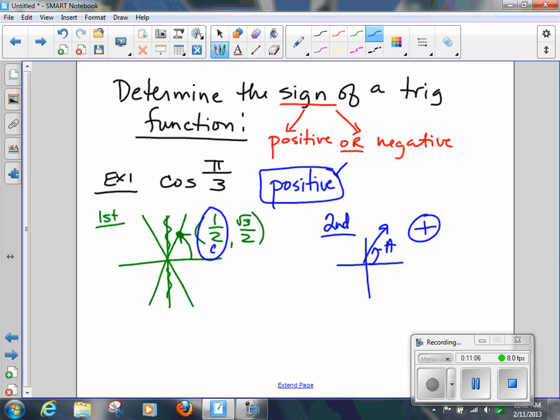Does that make sense? And what are we trying to prevent? What am I trying to prevent you from doing? Making careless mistakes. All-Star Trig class will help you all day long on this, okay? Not only for the straight-up sine, cosine, and tangent, but it will also help you when we're looking at their inverses. Let's look at another one.